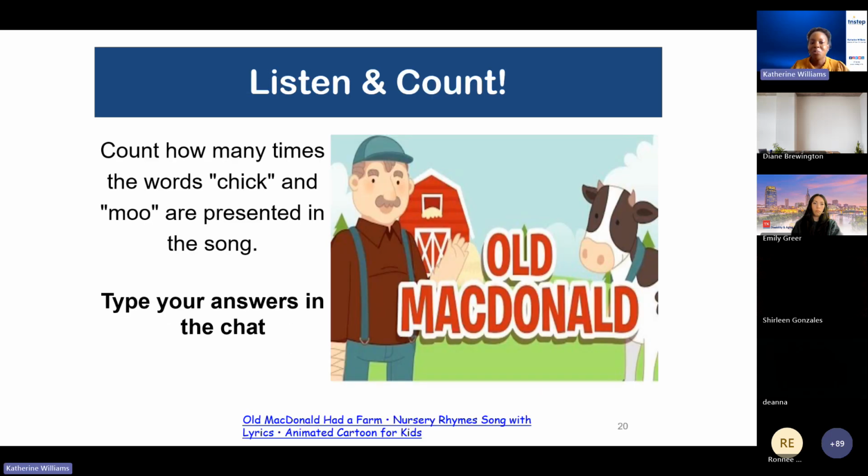So we're going to do a short activity called Listen and Count, and we are going to listen to the song Old MacDonald, and I would like for you to count how many times you hear the word chick and how many times you hear the word moo presented in the song, and type your answer in the chat. I'm going to go ahead and play now. And Emily, if you can just let me know if you all can hear it. You hear it? Yes, sounds good. Okay.